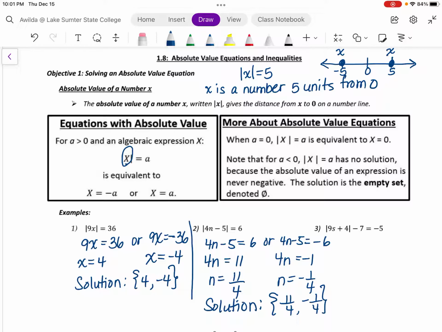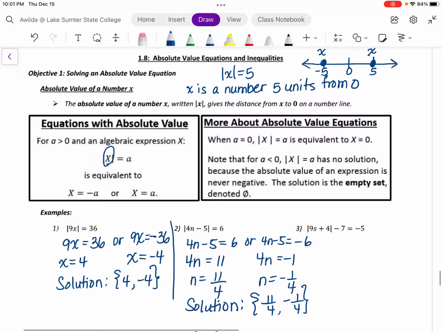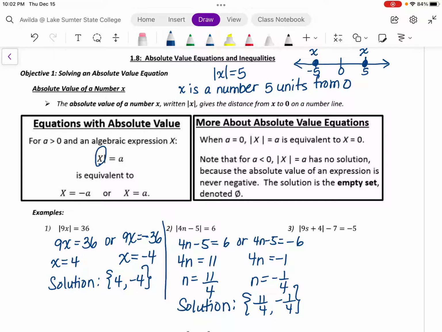In our third example, we have that the absolute value of 9s plus 4, when we subtract 7 from that, we get the value -5. We're not ready to make the interpretation of distance just yet because the absolute value expression is not isolated. So let's add 7 to both sides first to isolate the absolute value quantity. -5 plus 7 gives us 2 on the right. That means that 9s plus 4 is a quantity that is 2 units away from 0. Either it is 2 units to the right of 0 at +2, or it is 2 units to the left of 0 at -2.